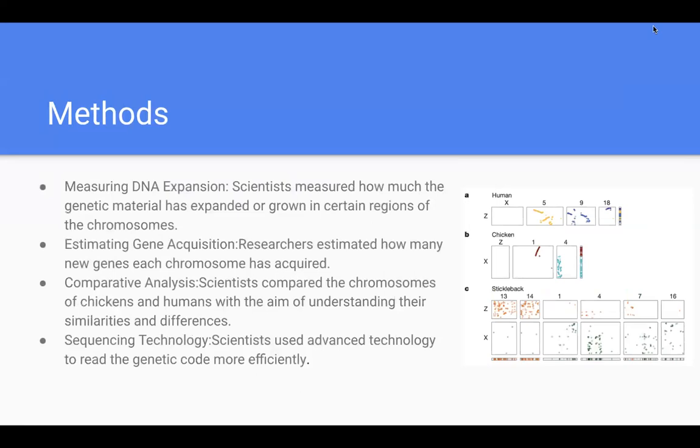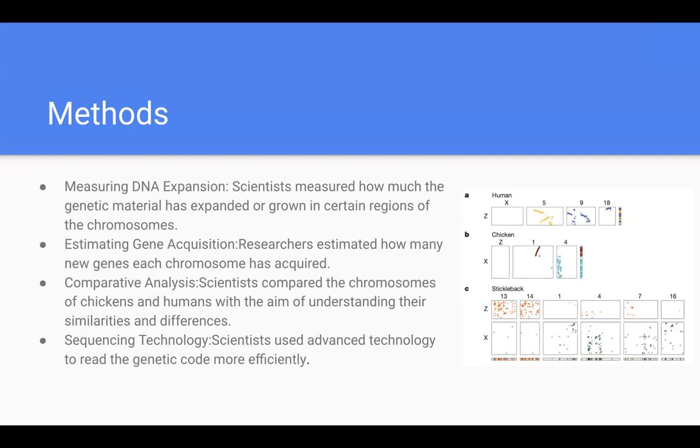Okay, measuring DNA expansions. Scientists measure how much genetic material has expanded or grown in certain ranges of the chromosomes. This is like measuring how much the story has expanded by counting the number of pages that were added to it. Estimating DNA acquisition. Researchers estimate how many new genes each chromosome has acquired. It's similar to counting new characters that are introduced in a story. Comparative analysis. Scientists compare the chromosomes of chickens and humans with the aim to understand their similarities and their differences. This is like comparing two books and seeing how similar their storylines are.